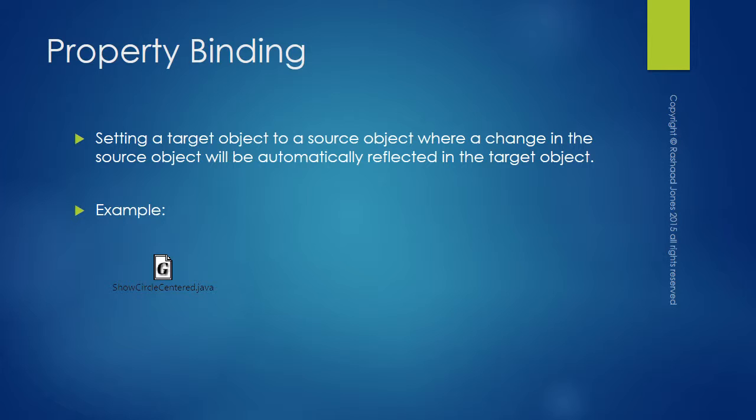Property binding, and this is a key definition to know, is where you set a target object to a source object, and then the change in the source will automatically be reflected in the target object. So if I change something here, which is my source, then it's going to change whatever this target object is, because these are bound. So if I change the size here, it changes the size here automatically.